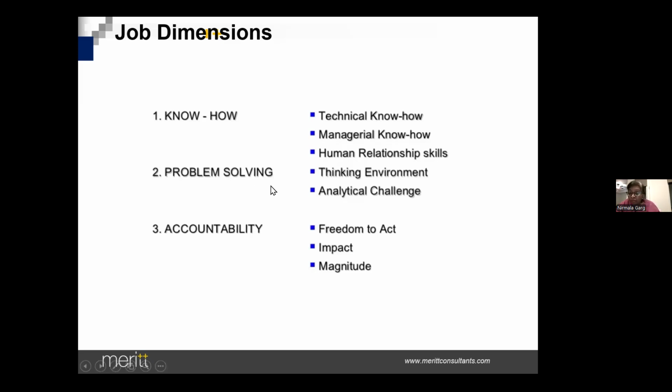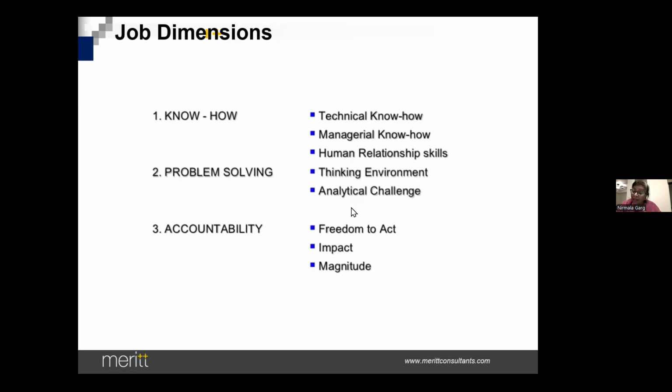Now, in problem solving, you have two sub-compensable factors. That is, what kind of thinking environment. Does this job need a lot of thinking, or is it instruction led at a lower job? Just think of what kind of intensity of problem solving it will have. It will have a very low level of problem solving, in the sense that maybe you need to be supervised. You just have to go with all the instructions. But as you keep going up and up, the challenge in the job is much more complex.